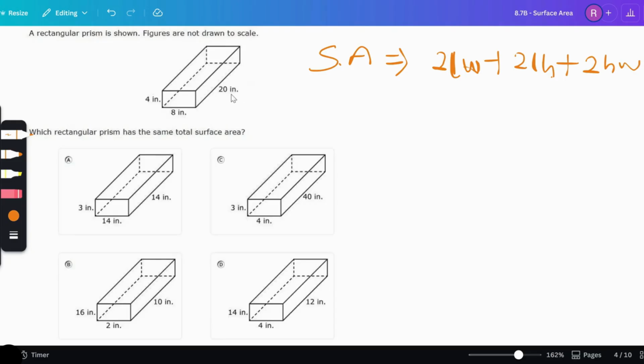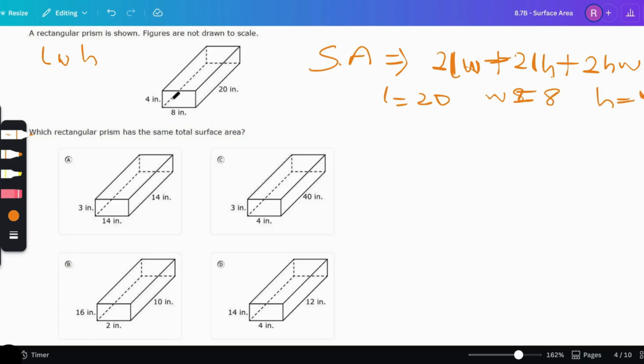Don't forget that a rectangular prism has 3 dimensions. It has the length, the width, and the height. So 2 length times width plus 2 length times height, then plus 2 height times width. So now what is the length? Let's figure out the length. Just pick one for each. So now let's say the length is 20, the width is 8, and the height is 4.